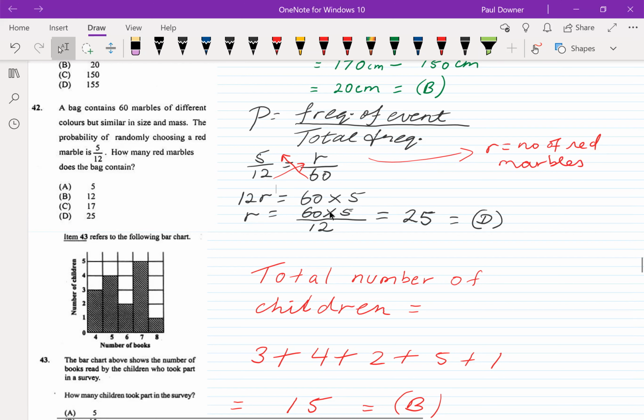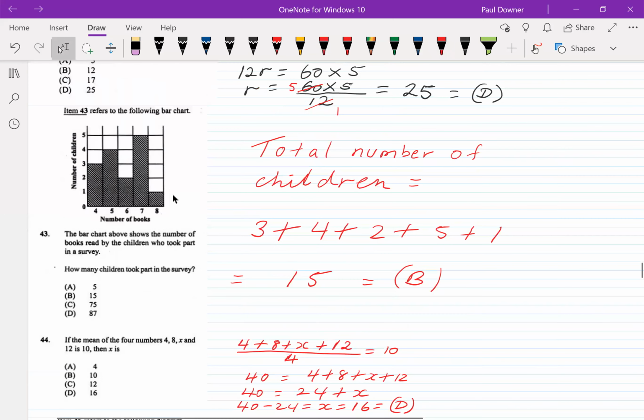What we did was divide this side by 12 to cancel it, and divide this side by 12. So you end up with 60 by 5/12, which gives us 25. Because, of course, 12 into 12 is 1, 12 into 60 is 5, 5 by 5 is 25. So the answer is 25, which is answer D. That means that there are 25 red marbles in the bag.